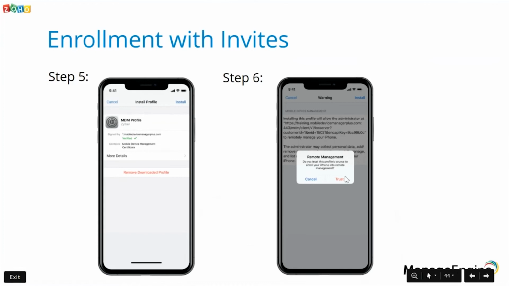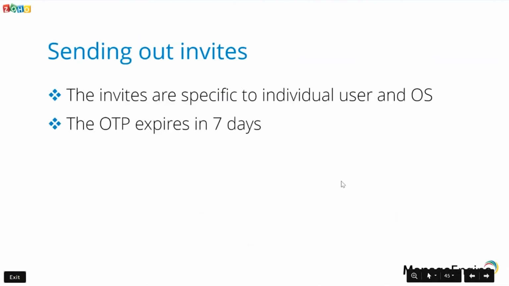So before this, the user will be prompted to enter all of the details that I showed you in the enrollment mail template earlier. The user will have to scan the QR code or authenticate themselves using the enrollment URL, after which all of these settings will be there and your device will be under the management of MDM. A few conditions, these invites that we just spoke about, are specific to individual users, and the OTP in the enrollment mail invite will expire in 7 days.